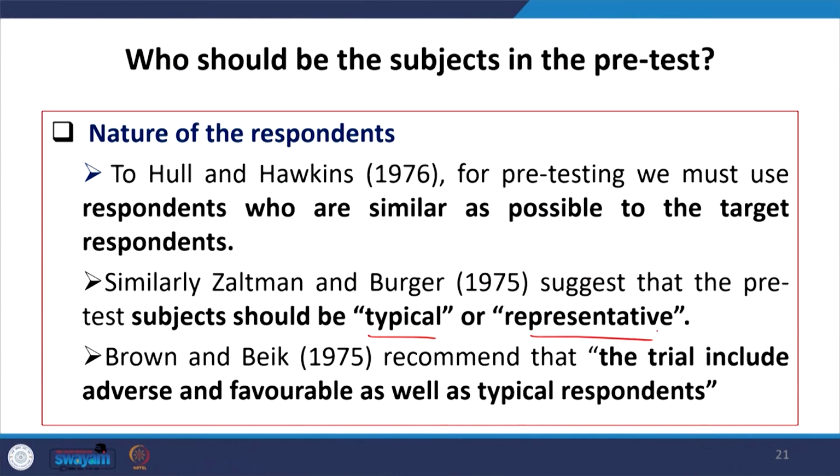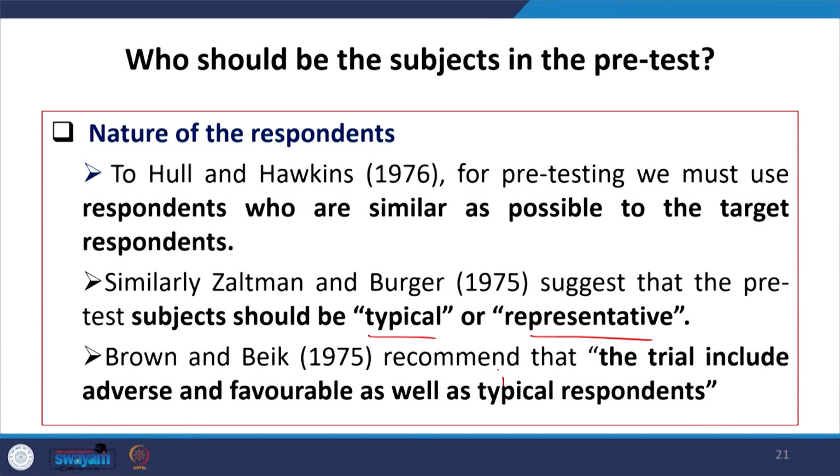There are two other aspects you should take note of. They should be representative enough. Brown and Beck 1975 recommend that the trial include adverse and favorable as well as typical respondents. The same aspects were also mentioned by the previous author. Adverse and favorable aspects should also be captured.